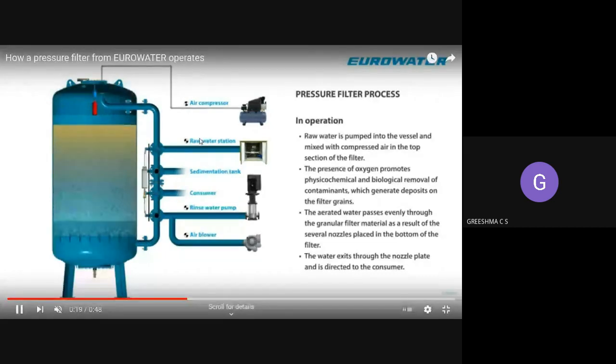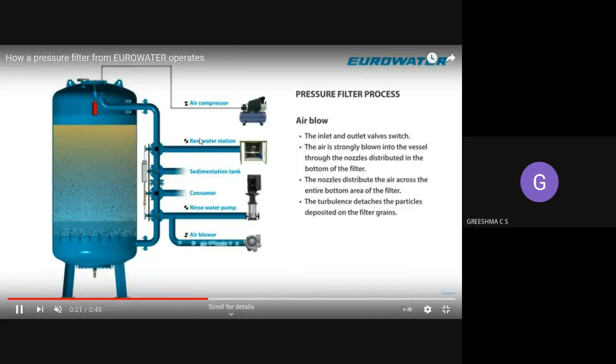Now during this process a lot of contaminants will be accumulated in the filter bed. So how you remove all these contaminants is by backwashing. First you will allow the air to pass through it from the bottom, and this air will agitate the filter bed.